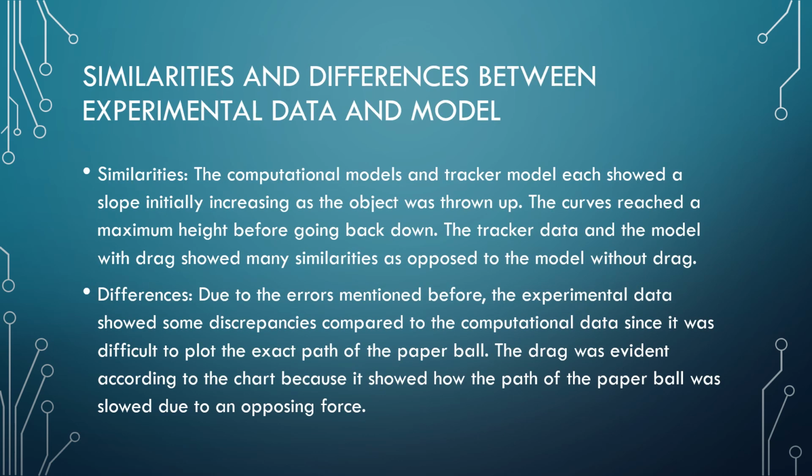Some similarities between the models were that each showed a slope initially increasing as the object was thrown up, and then decreasing as the object fell. Some differences, obviously due to errors, there were some discrepancies in the experimental data versus the computational data. The drag was evident according to the chart because it showed how the path of the paper ball was slowed due to an opposing force.